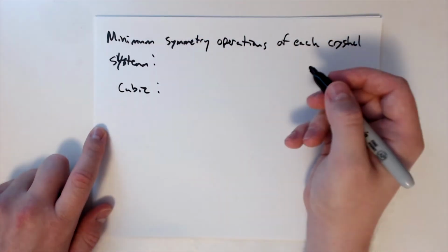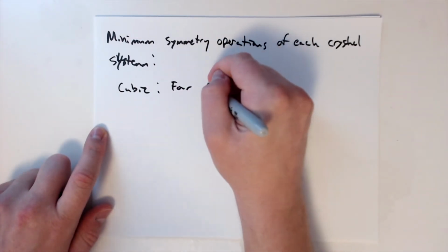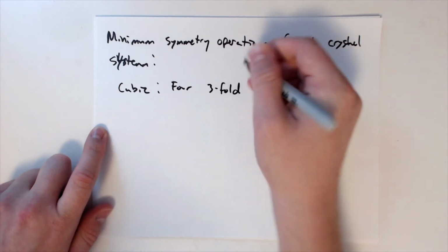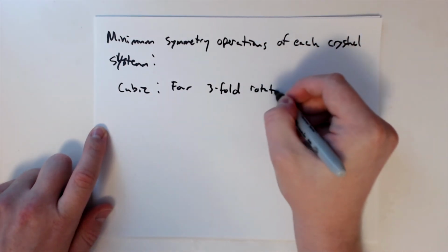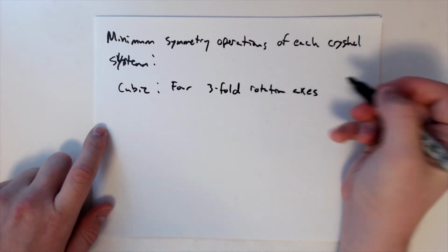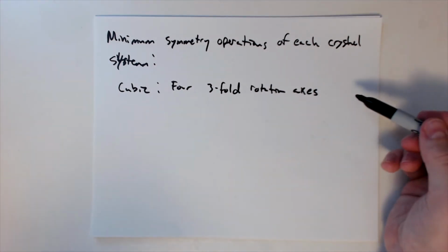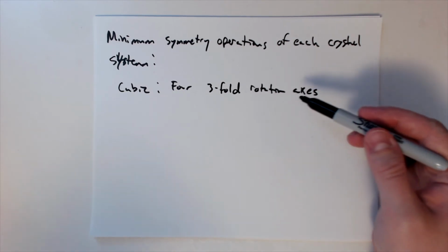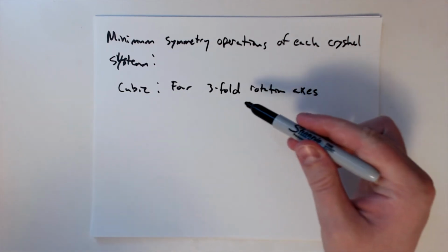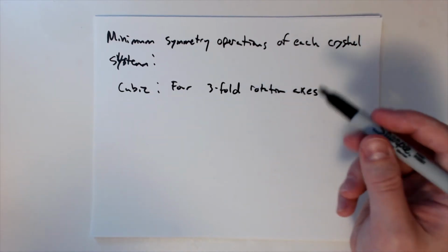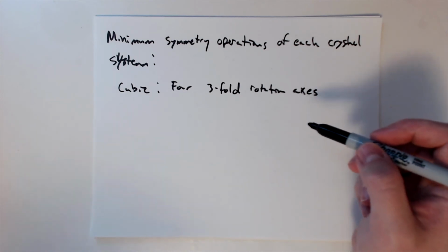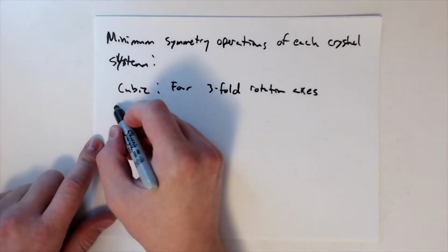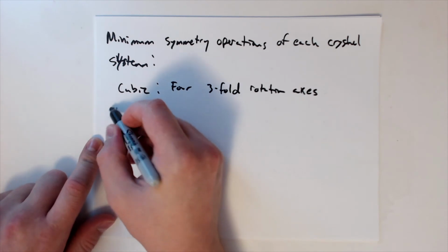So if I start with cubic, it has a minimum of 4 of these 3-fold rotation axes. So this is what you saw in the dice activity earlier, right? There were 3-fold rotational axes, and there ends up being 4 of them. So that's the minimum number of symmetry operations for cubic. But it often has a lot more.